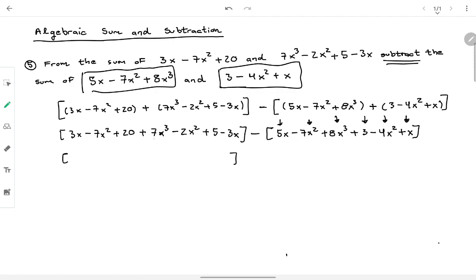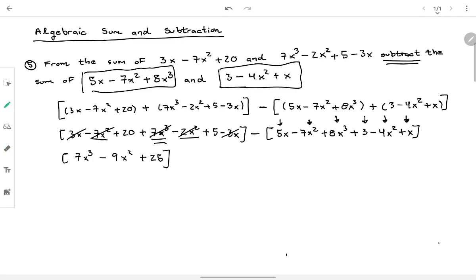We will start with alphabetical and descending order of powers. So we will start with 7x cubed. We only have one, so it will be 7x cubed. Then we are going to use the square term. So it's minus 7 minus 2. It's minus 9x squared. Then we are going to use letter x. 3x minus 3x gets eliminated. Then the numbers, it's going to be 20 plus 5. It will be plus 25.